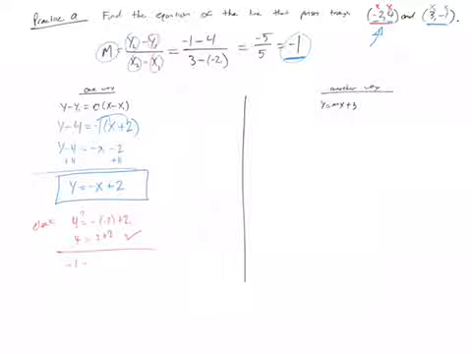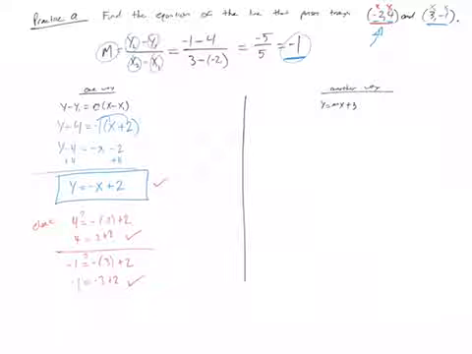Is negative 1 equal to negative 3 plus 2? Well, negative 1 is equal to negative 3 plus 2. Yeah, negative 3 plus 2 is negative 1, so yes, that does check out. So both those points are on the line. It has a slope of negative 1, so this is indeed our equation.